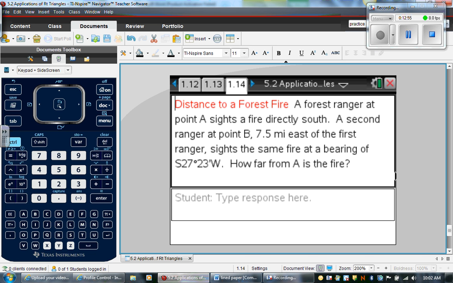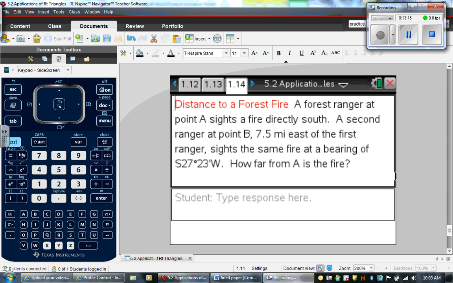Okay, distance to a forest fire. A forest ranger at point A sights a fire directly south. A second ranger at point B, 7.5 miles east of the first ranger, sights the same fire at a bearing of south 27 degrees, 23 minutes west. Okay, so this is in your degrees, minutes, seconds notation. We did a little bit of work with this before. So we're going to use this to help us convert to our regular degrees, so it's easier for us to see.